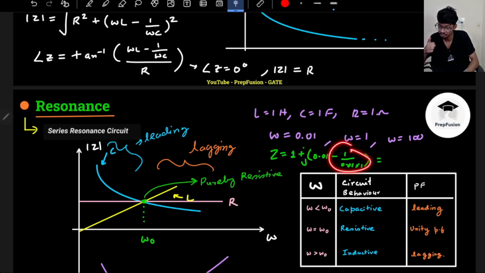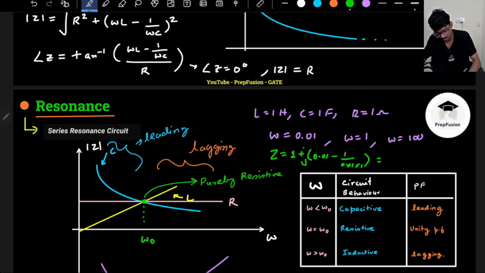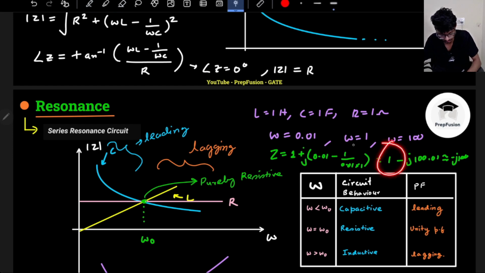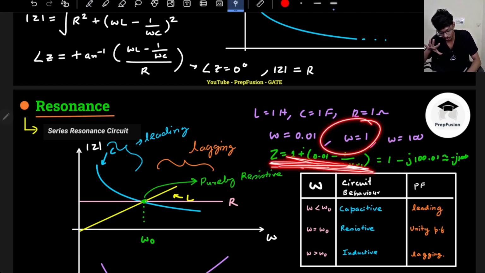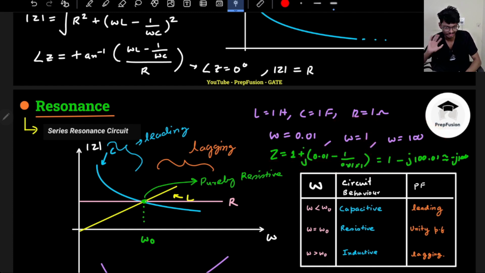Obviously this one. That's why I told you, it will behave as a capacitor. So this will be roughly minus j 100.01. It is almost minus j 100 only, because you can ignore this one. Okay, same analysis you do for omega equals 1, omega equals 100, you will understand what I mean.